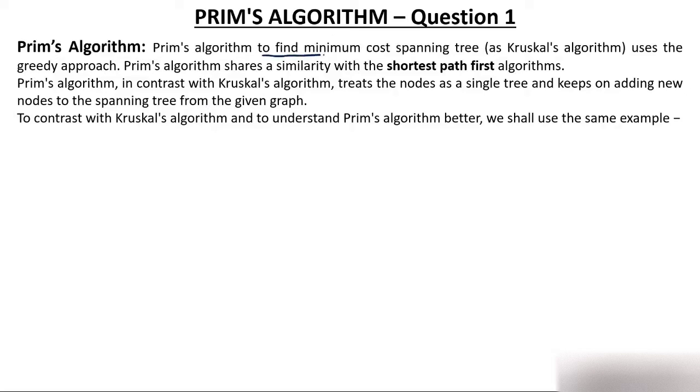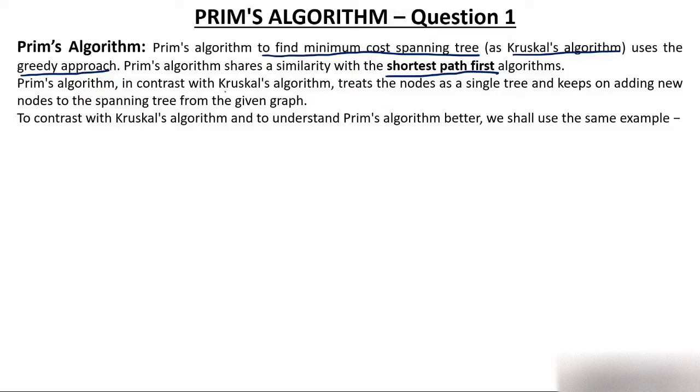Prim's algorithm is used to find the minimum cost spanning tree. Like Kruskal's, it uses a greedy approach, that you always look for a minimum cost. Prim's algorithm shares a similarity with shortest path algorithms. After these videos, we'll discuss shortest path algorithms like Dijkstra and Bellman-Ford. If you watch this video very attentively, you will find it easy to understand shortest path algorithms like Dijkstra and Bellman-Ford, because those algorithms are totally based on this.